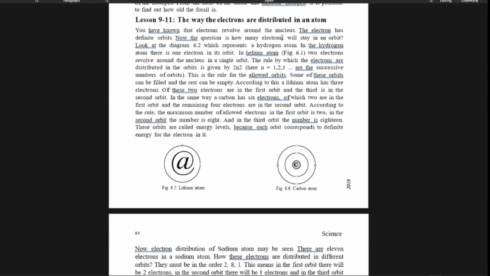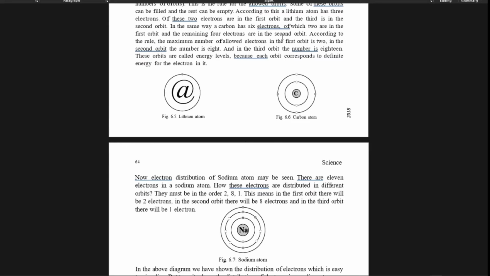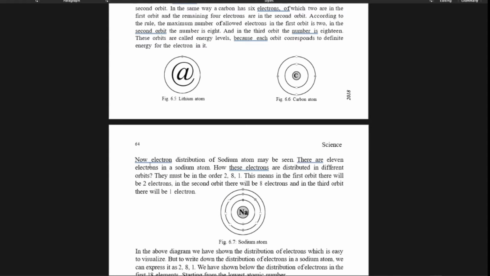In the book we can read about the sodium atom. There are 11 electrons in a sodium atom. So their electron distribution will be 2, 8, 1. How? In the first orbit there will be 2 electrons, which is the maximum number. The second orbit takes 8, because we know the highest number is 8. So 8 electrons are present in the second orbit of the sodium atom.